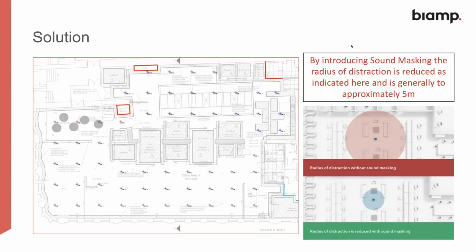So the solution here in the open office environment is we try and change the radius of distraction. If you look on the bottom right-hand side, or just to the right of the main diagram, you'll see what happens when we have the radius of distraction without the sound masking. With the sound masking put in, we have a much reduced radius of distraction, which is far more effective.